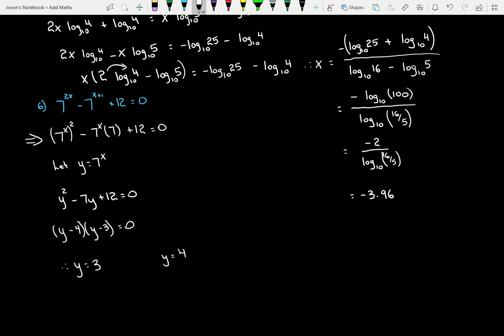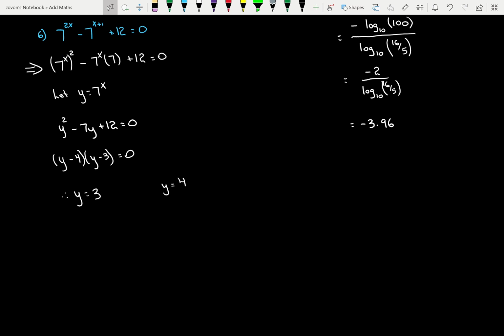But notice, did they ask us to solve for y? No, they did not ask us to solve for y. They want to solve for x, and a common problem people make is that they forget, they just stop here and think they have the answer, but no, we have to find x. So what is y? 7 to the power x is y. So now we have 7 to the power x is equal to 3, and 7 to the power of x is equal to 4. Next, we have to take logs.